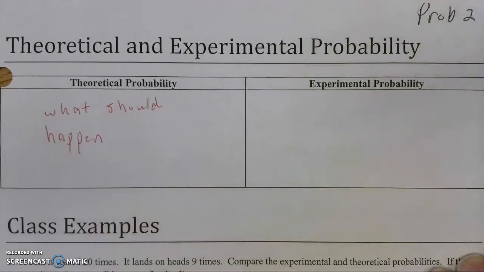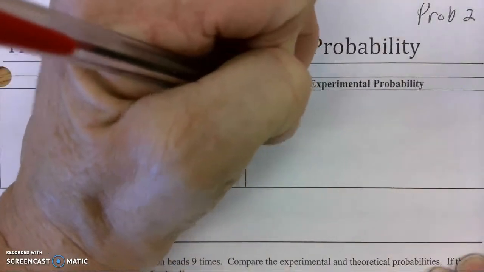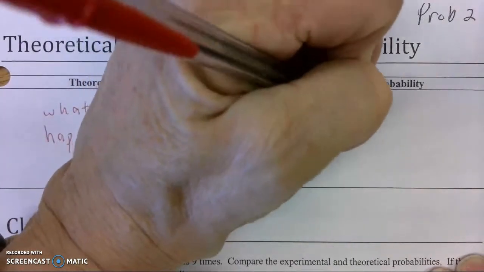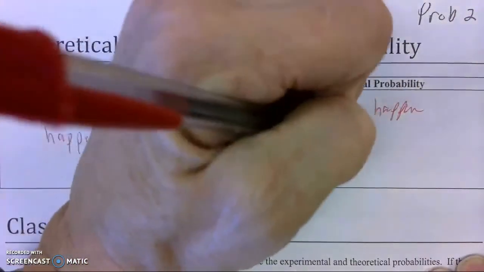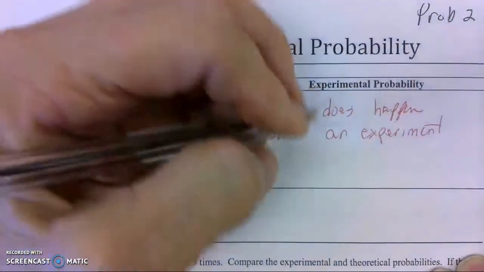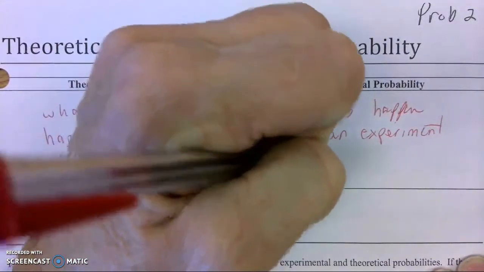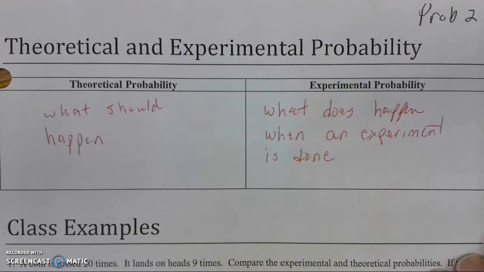But if I performed an experiment, or I was looking at experimental probability, that is what does happen when an experiment is done. So let's say I would roll that same number cube maybe 12 times. And so when I rolled it 12 times, it only landed on the number 6 one time. Well, experimentally, that would have been a 1 out of 12 chance.